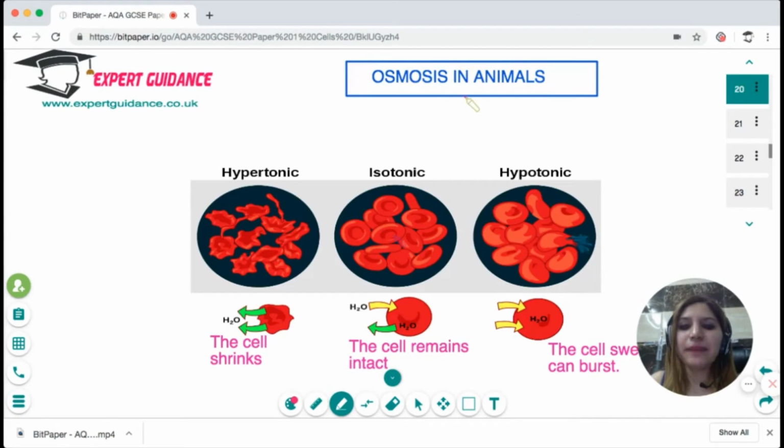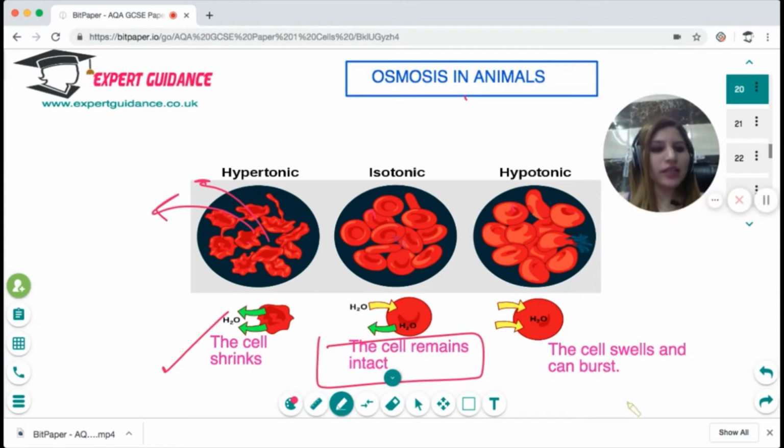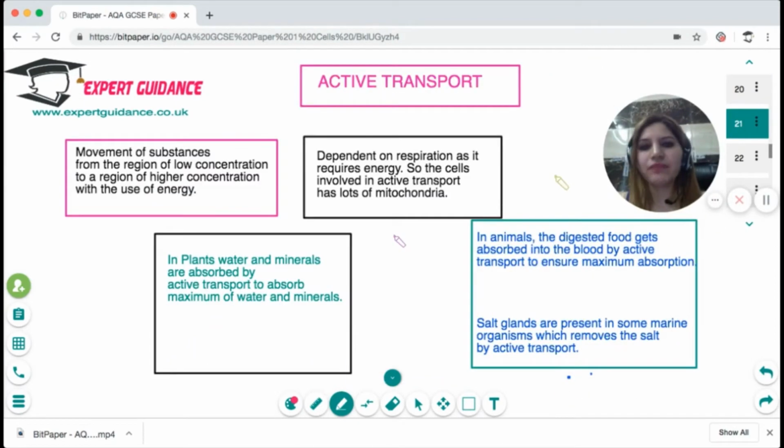Next, in animals, if you place a cell in a hypertonic solution, that is, more concentration of solute, the cell will lose water by osmosis and shrink in size. If you place it in an isotonic solution, there's no net movement, so the cell remains intact. And in a hypotonic solution, the cell will gain water, so it will swell and it can eventually burst with time. Now, the next transport is the active transport.